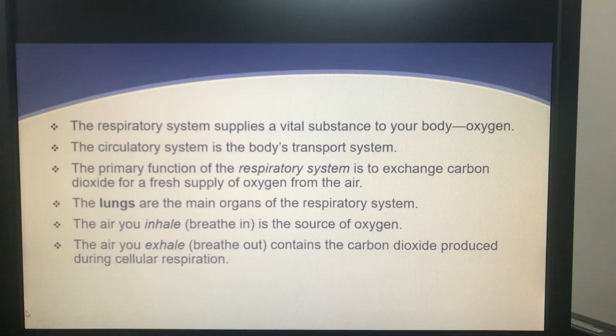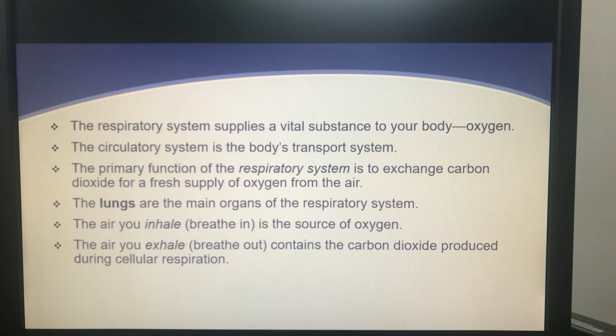All right, so the respiratory system supplies a vital substance to your body, which is oxygen. Obviously, when we breathe in, we're breathing in oxygen, and when we exhale, that carbon dioxide is going out. The circulatory system is the body's transport system, and it's going to transport that oxygen. The primary function is exchanging carbon dioxide and oxygen through our airways, through our lungs. The lungs are the main organ of the respiratory system. There are some support organs that go along with it, but that's the main one.